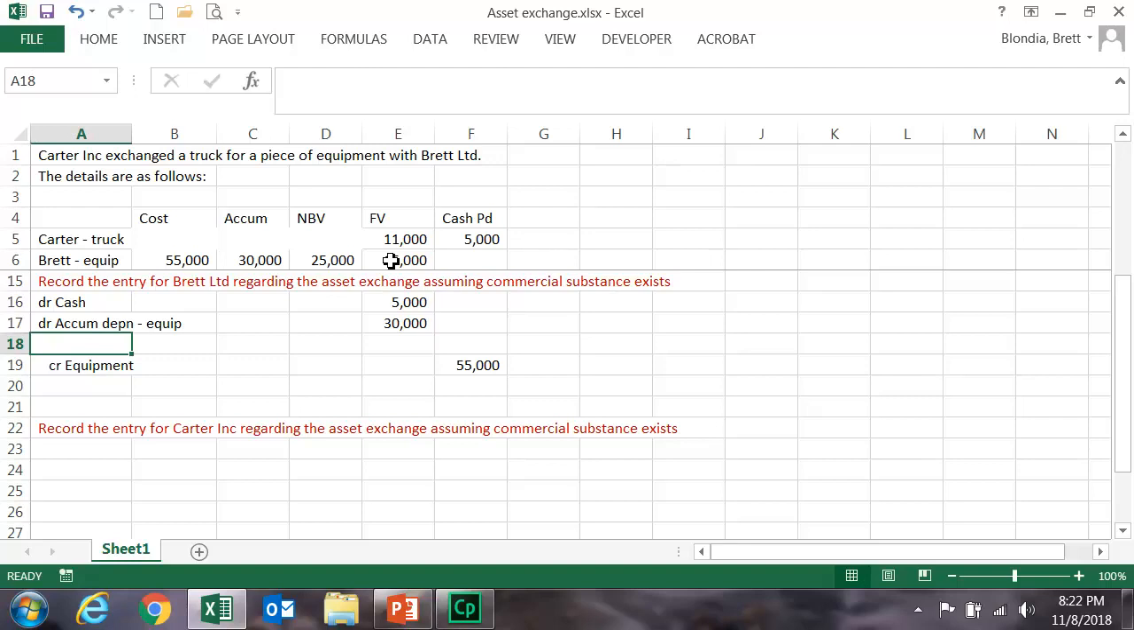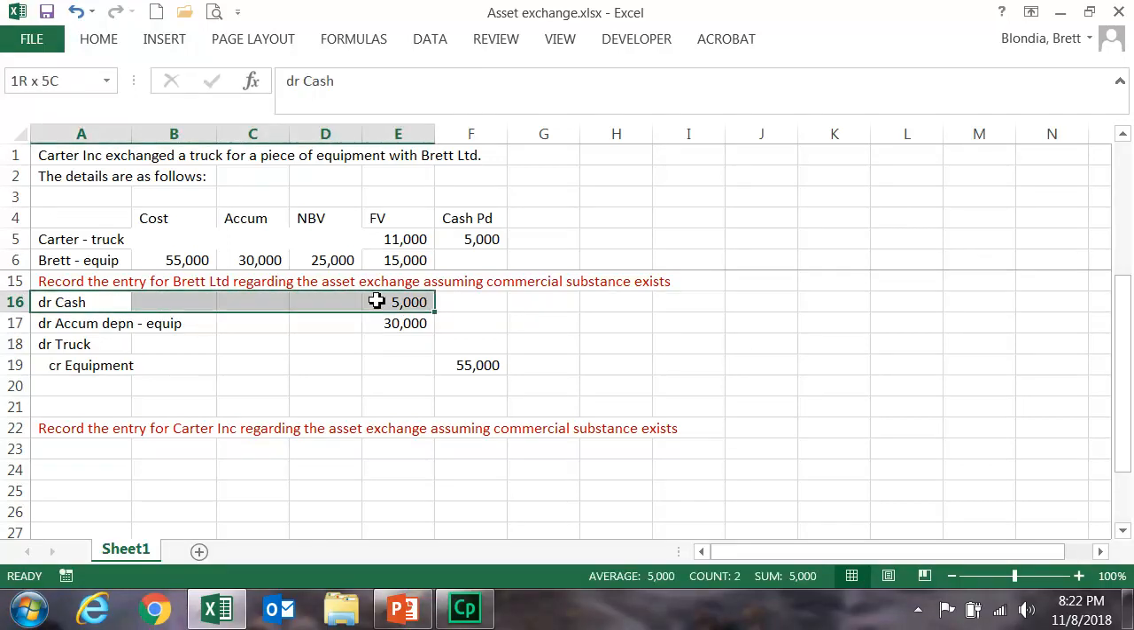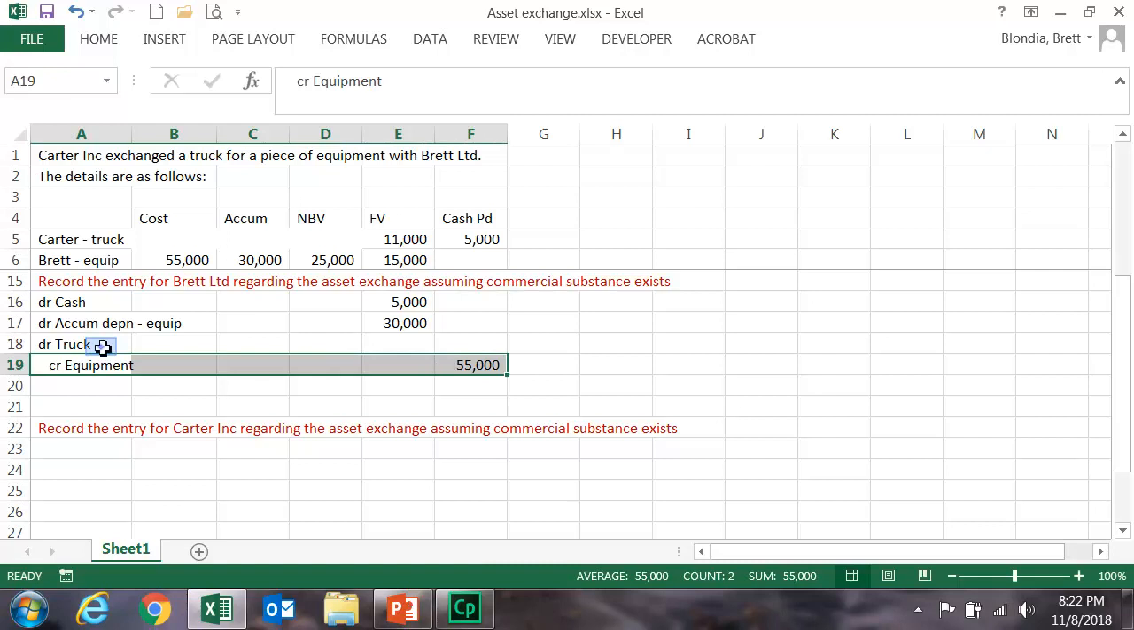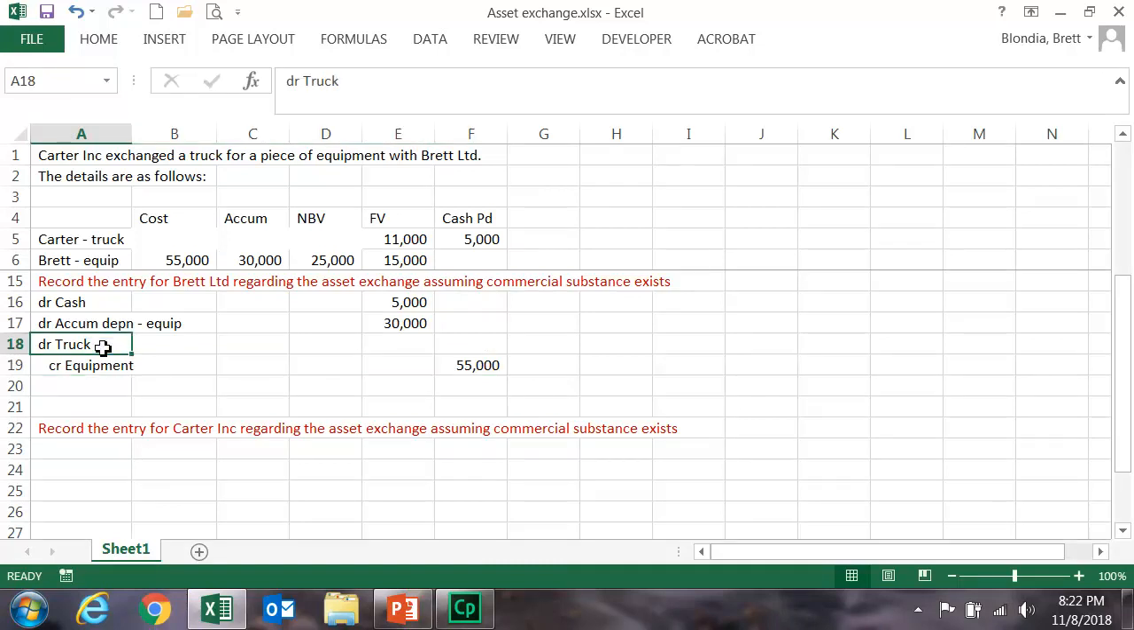So step 1, record the cash. Step 2, get rid of all traces of the old asset. Step 3 is where we finally set up this new asset. Now, I'm going to debit this thing called truck because that's what I'm getting back in exchange. Now, I want you to look at what I have on the screen there. And this is why I said get all your free marks, because typically when I grade a question, the account name is worth a half a mark and the account number is worth a half a mark. So you just got 1, 2, 3.5 marks, and you haven't even had to apply any of the asset exchange knowledge.